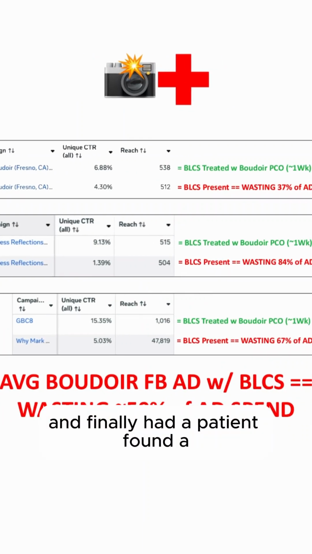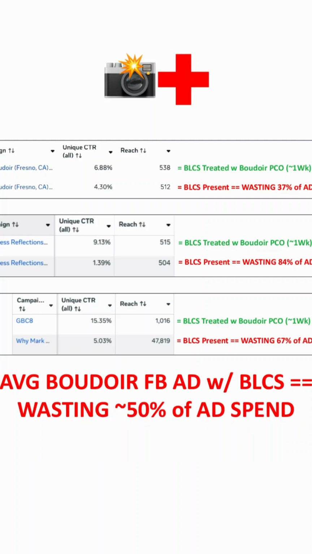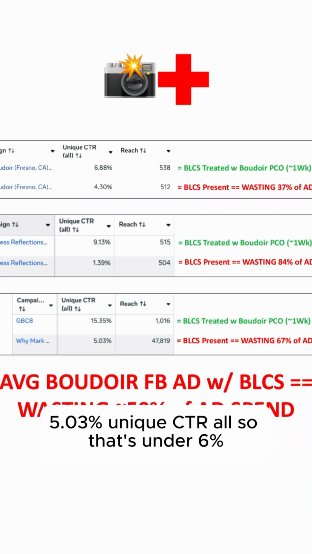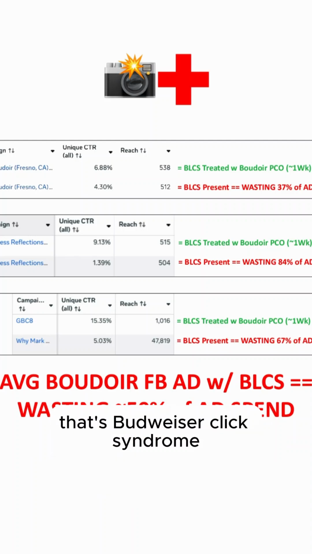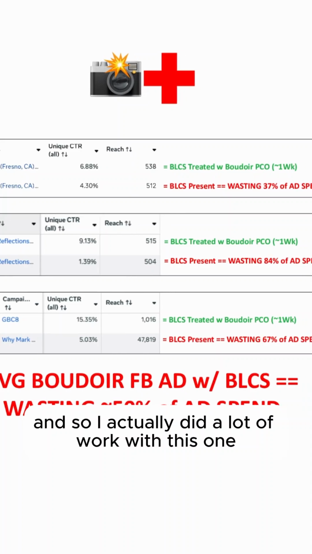And finally, had a patient find his boudoir Facebook ad. He had BLCS present, 5.03% unique CTR all, so that's under 6%. That's boudoir low click syndrome. And so actually did a lot of work with this one.